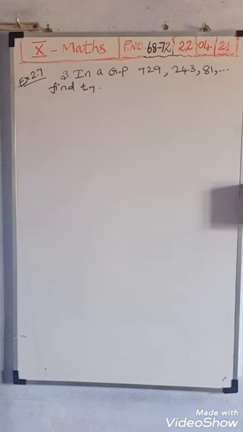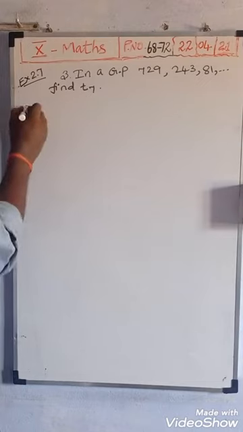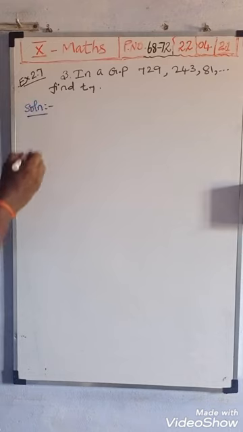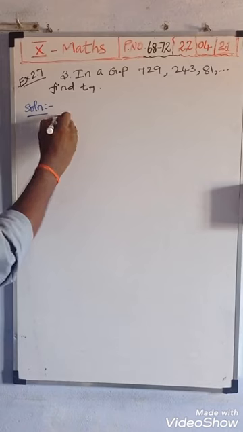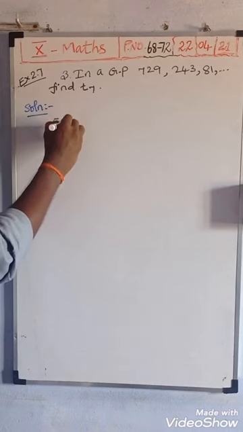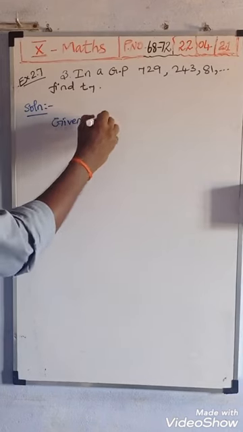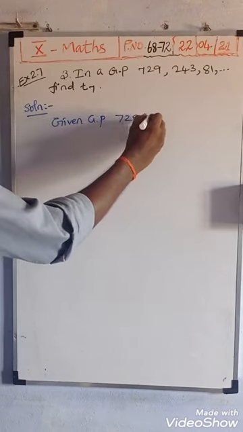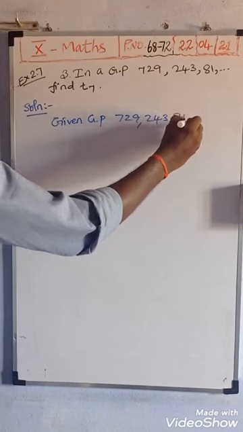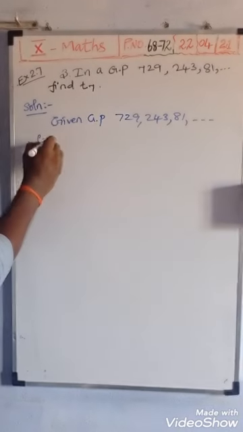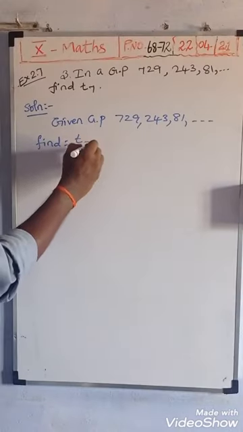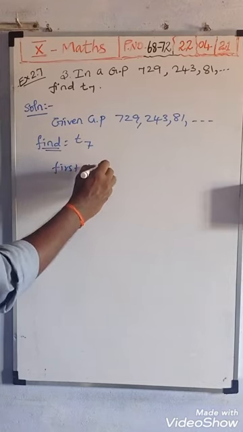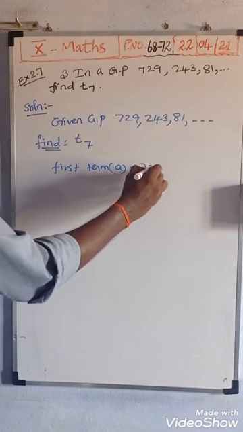Now, solution. In earlier classes we have discussed what is geometric progression and everything. So given a GP, you should write: given GP 729, 243, 81 up to etc. We want to find the value of T7. For that, first you should write first term A is equal to 729.